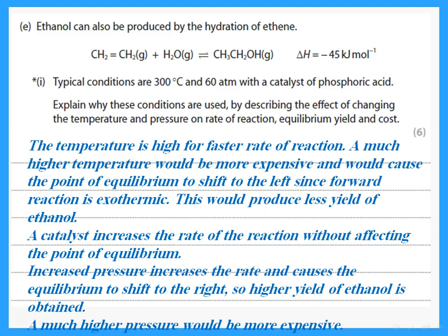So basically, you should remember that we said we need to use a temperature that is high enough so that the rate of the reaction is not too slow, but I cannot use a very high temperature because the forward reaction is exothermic and a higher temperature will cause the reaction to move backward or shift to the left, and that means I will have less yield of ethanol. Pressure, we said we need to use higher pressure because higher pressure will favor the side that gives less number of molecules. So in this case, when I use higher pressure, it will go to the right or go forward, give me more yield of ethanol. But I cannot use a much higher pressure because using a high pressure is expensive.